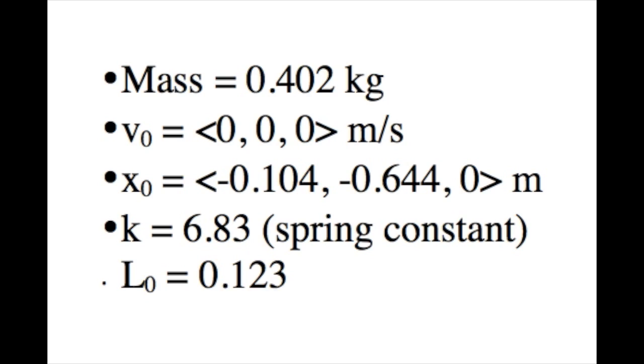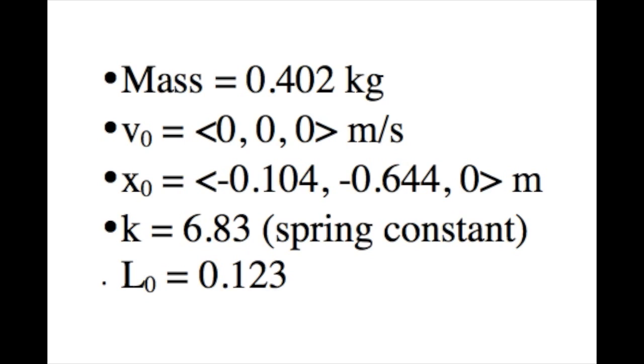In this model, we were given and calculated some of the initial conditions. The mass of the object at the end of the spring was given to be 0.402 kilograms, and the initial velocity of the spring mass system is 0, since the system starts at rest. Based on the tracker data, it was determined that the initial position of the system was at negative 0.104, negative 0.6440 meters. Based on the graph given in the video with movement only in the vertical direction, the average period for an oscillation was determined to be 1.524 seconds.